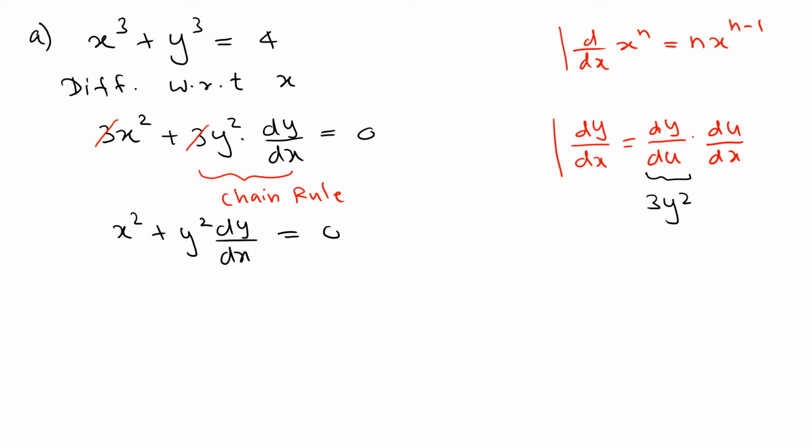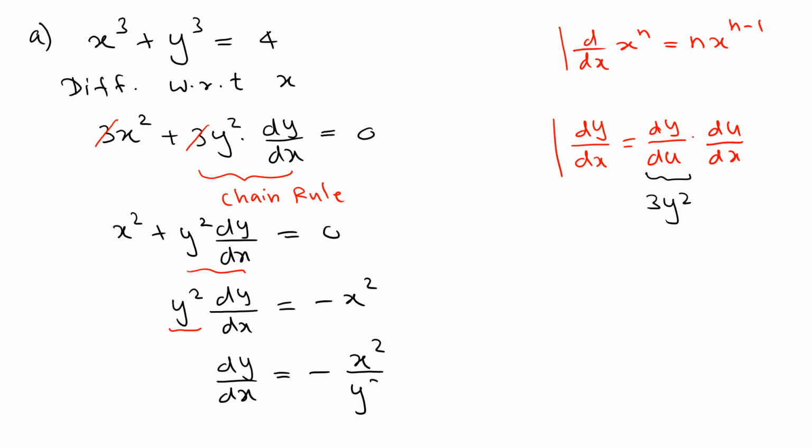Now we can isolate the derivative term. We move the x squared term to the other side, so we can write y squared dy over dx equals negative x squared, because when you move a term to the other side, you simply switch the sign. That's the easiest way to remember this. Now we can divide both sides by y squared, and you get dy over dx equals negative x squared over y squared as the derivative. So it's not that difficult. Let's look at the next problem.